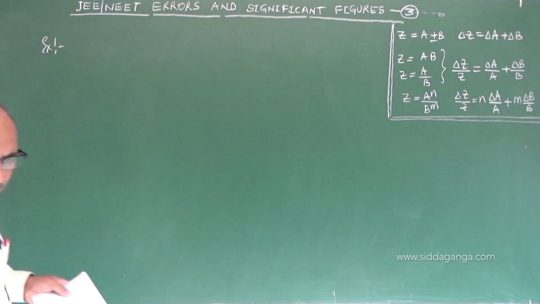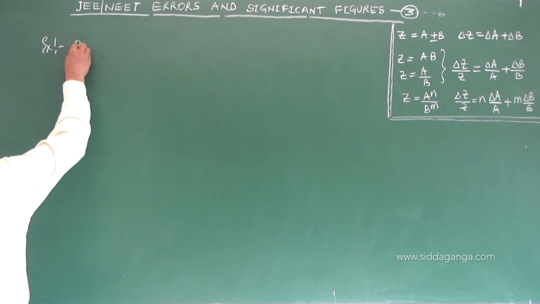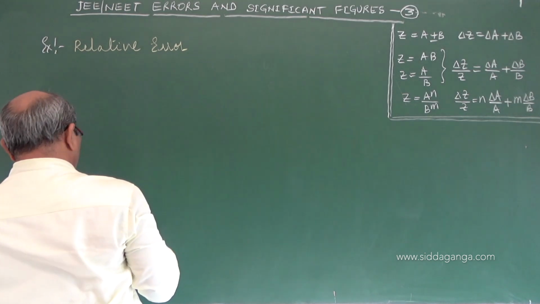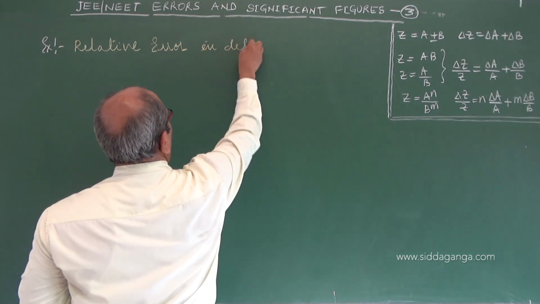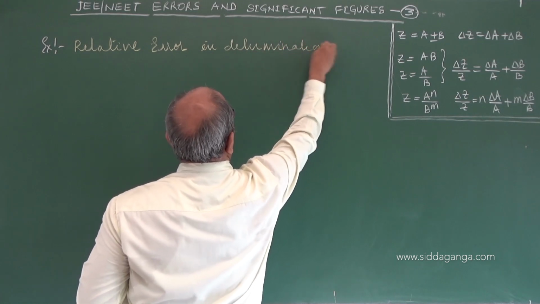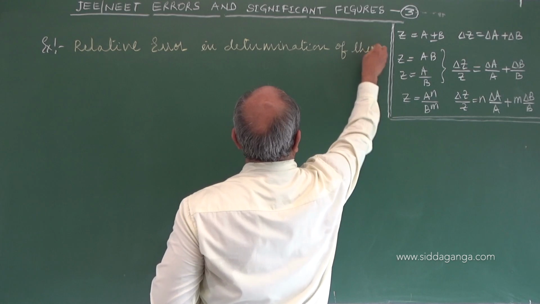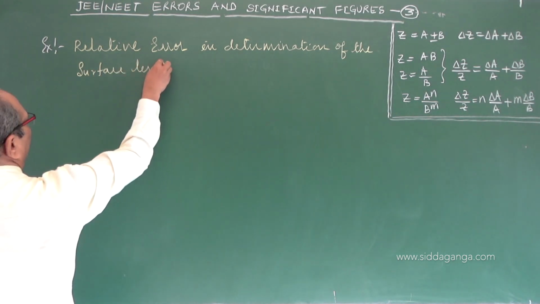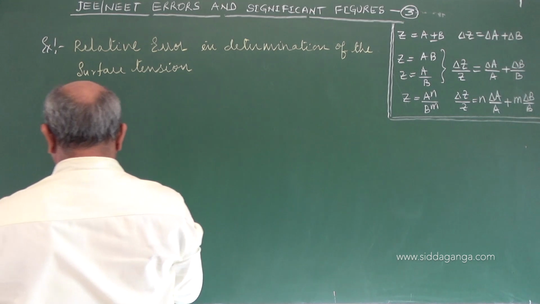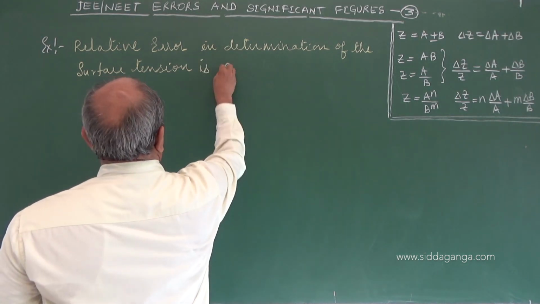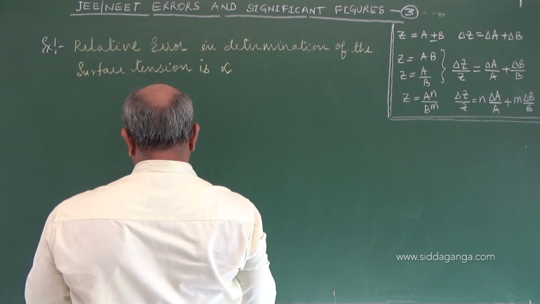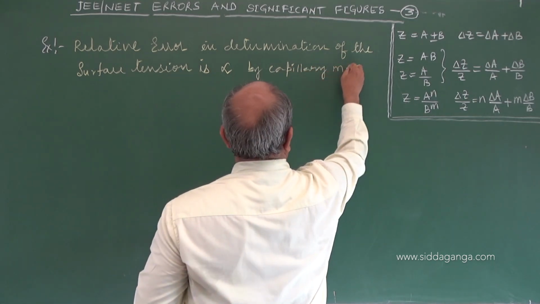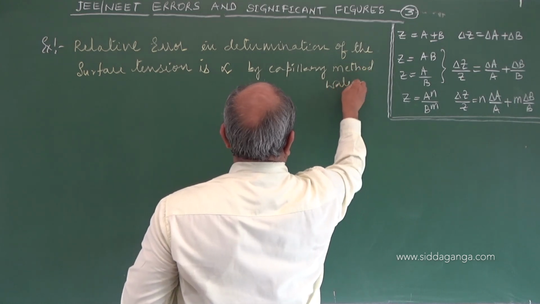So, next example: the relative error in determination of the surface tension alpha of water by the capillary method.